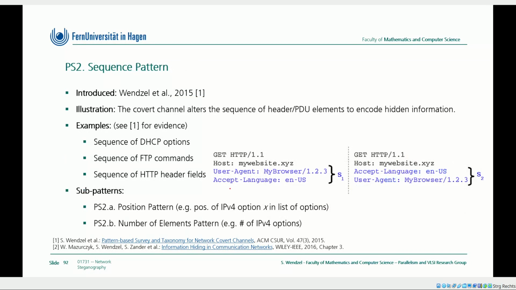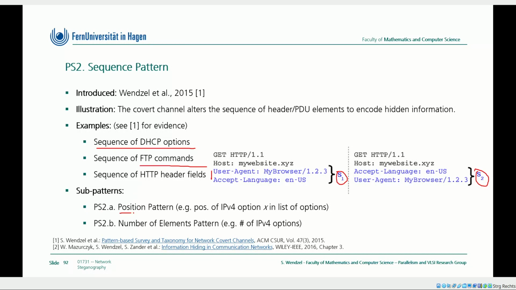The sequence modulation pattern is also one of the old patterns, where the covert channel alters the sequence of header or PDU elements, so elements within that header, to encode hidden information. For instance, here you can flip in this HTTP request the order of user agent and accept language. Depending on which appears first, you encode hidden symbol 1 or 2. You can also do this with the sequence of DHCP options, FTP commands, and so on, or with IP version 4 options, IP version 6 extension headers, and so on.